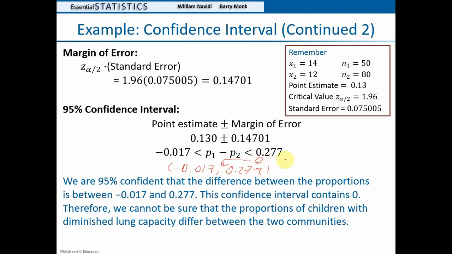Okay, so 0 says no difference. If that 0 was in there, this would be P1 minus P2 equal to 0, or P1 is equal to P2. Okay. So this is all we can say, is that it's between negative 0.117 and 0.277. This confidence interval contains 0. Therefore, we cannot be sure that the proportions of children with diminished lung capacity differ between the two communities. P1 may be less than P2. P1 may be greater than P2 once we get past there. And it also could be P1 is equal to P2. So based on this confidence interval, there's not a lot we can say about those.